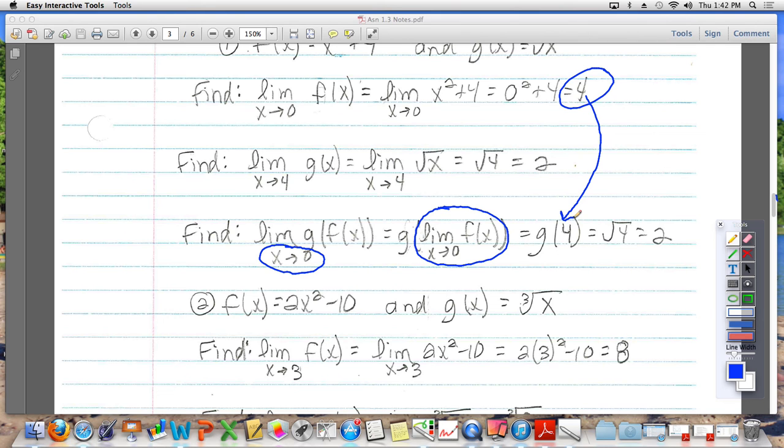And the book walks you through it very, very nicely. It will ask you to find the limit of the function, it will ask you to find the limit of the second function, and then it will ask you to find the limit of the second function of the first function. Yay, math.